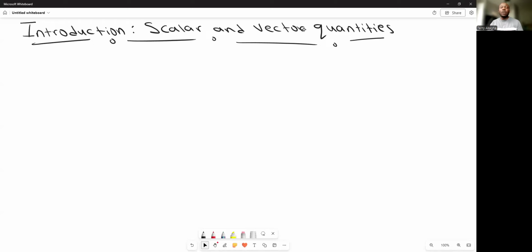All right, so we're going to start quickly. Generally, when we have physical quantities, they can be divided into two main groups. You can talk about scalar quantities or vector quantities, all right? Now, the major difference between both of them is that the scalar quantities just have a magnitude, so that means they can be described using a single number.